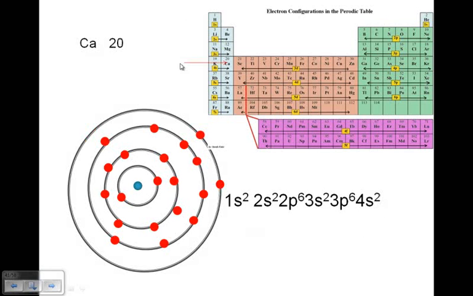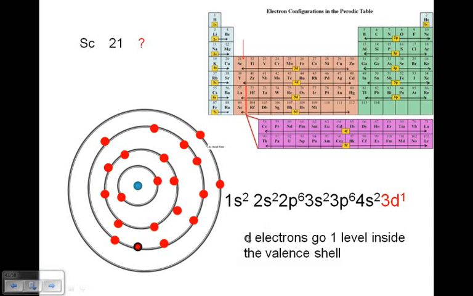But what happens next is I have scandium, which is 21. And what you'll see here is that the next electron does not go in the valence shell. The only electrons that go in the valence shell are s electrons and p electrons. I'm in the d block now, and d electrons go inside one shell. Alright, so this is the 3d1. It goes inside. I put it right here. Okay, so I still only have 2 valence electrons.